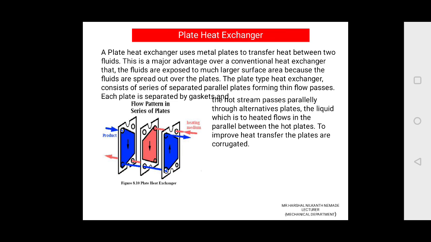Plate heat exchanger. The plate heat exchanger uses metallic plates to transfer the heat between two fluids. This is a major advantage over the conventional heat exchanger, in that the fluids are exposed to a much larger surface area because the fluids are spread out over the plates. The plate type of heat exchanger consists of a series of separated parallel plates forming the flow path. Each plate is separated by a gasket and the hot stream passes parallelly through the alternate plates. The liquid which is heated flows in parallel between the hot plates, and to improve the heat transfer the plates are corrugated.